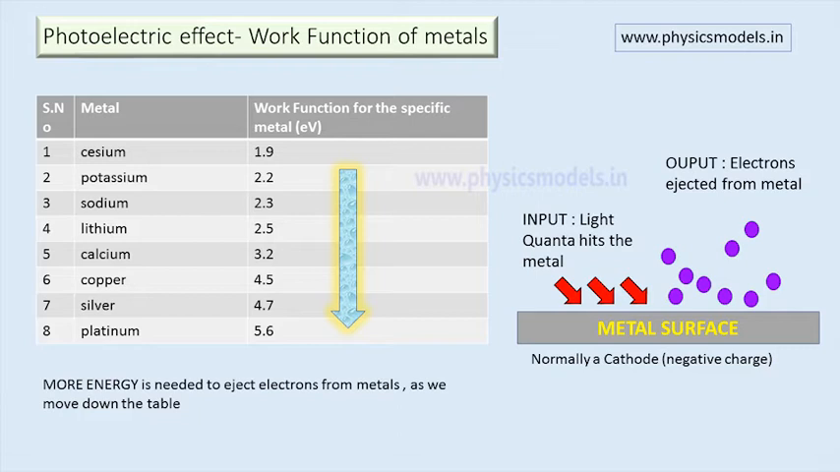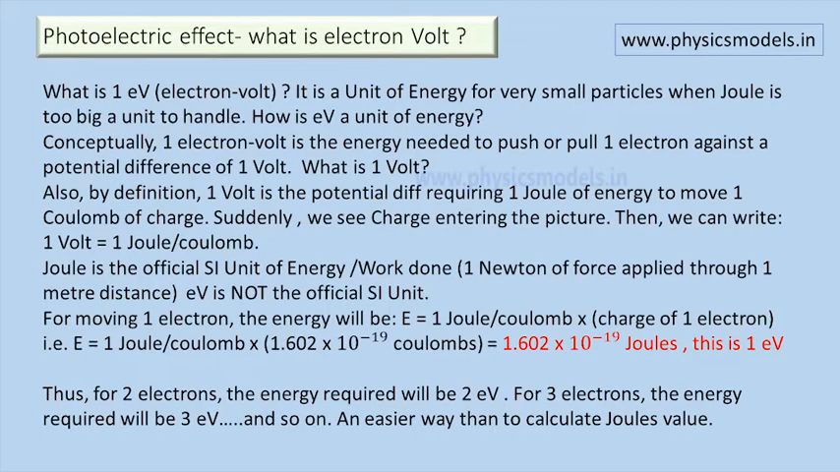With that, we need to have a look at what is the electron volt. 1 electron volt is a unit of energy. Work function is energy and electron volt is a unit of energy. It's very small, so therefore it is used for particles like photons and electrons, as against the official SI unit of energy, which is joules, which can be used for a car moving on a road or a block moving on a plane.